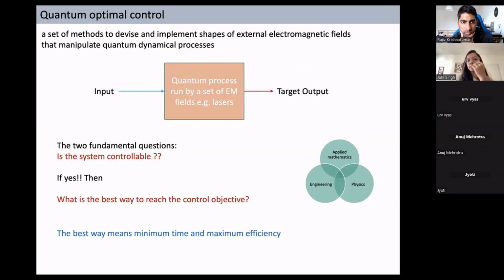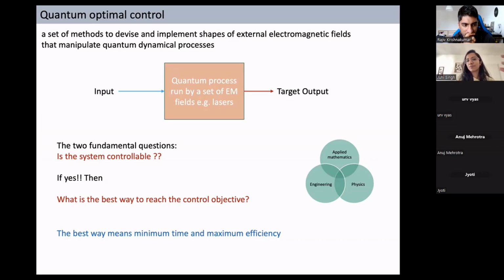It's just a set of methods, be it theoretical, analytical or numerical, which you can use to shape electromagnetic fields and to manipulate your quantum dynamics. For example, you are running a quantum process. It is more or less always run by some electromagnetic field, for example lasers in the case of neutral atoms. And then you want to shape those lasers, their amplitudes or their phase, in a way that you can minimize the errors, for the closed system or for the open system, depending on what your error is.